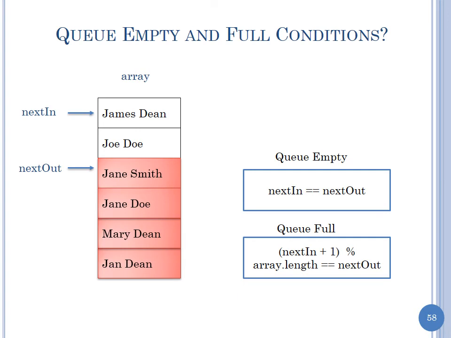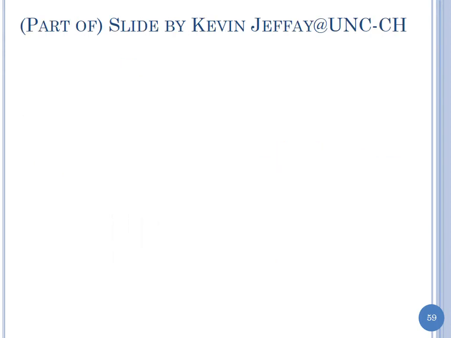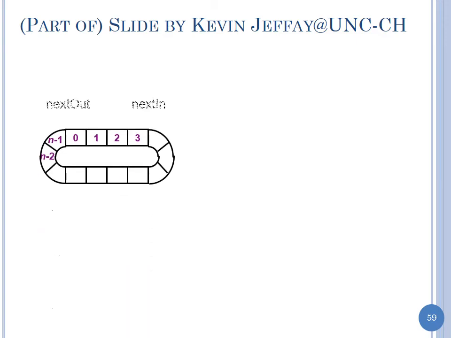This is the condition, then, for the case when we keep one slot empty. And now I'm going to show you Kevin's slide of a circular buffer, which assumes one slot empty.